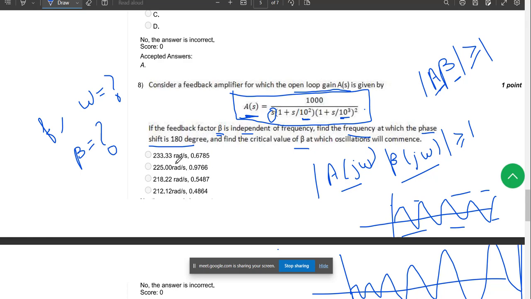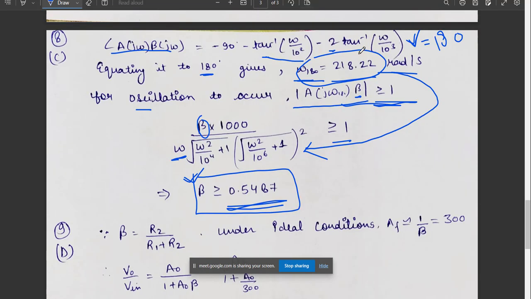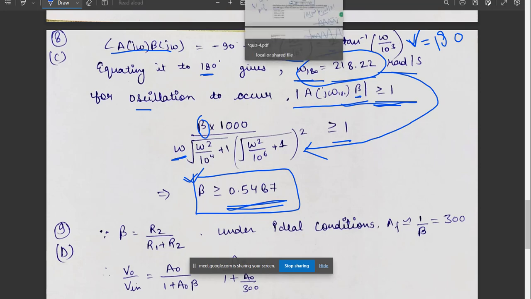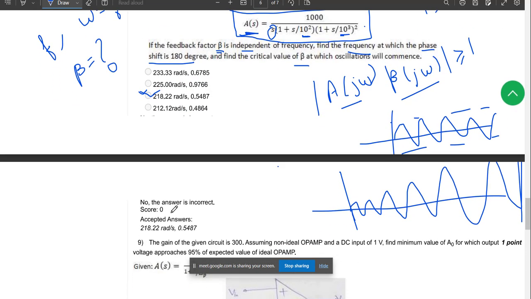First, frequency was asked, which we got around 218.22 radian per second, and then beta was asked, which we got as 0.54. So option C is the correct answer. Any doubt here?